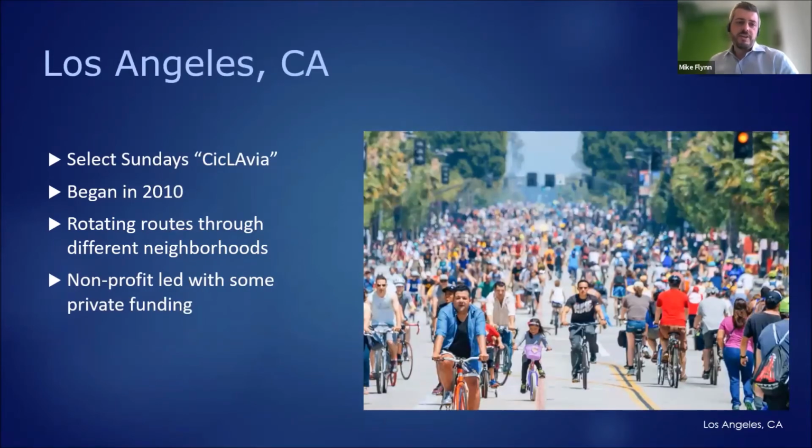And then Los Angeles took a page from Bogota. They called their program Ciclovia, like LA, and they started that in 2010. They also tend to rotate the routes. They try to give all the neighborhoods an opportunity to participate in this over time. And it's actually mainly led by some of their local nonprofits.